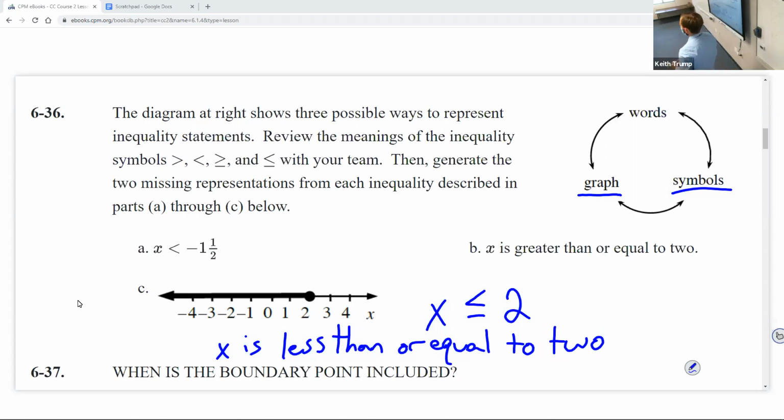And that is how you work with inequalities, represent inequalities in terms of words, symbols, and graphs at this point in 7th grade math.